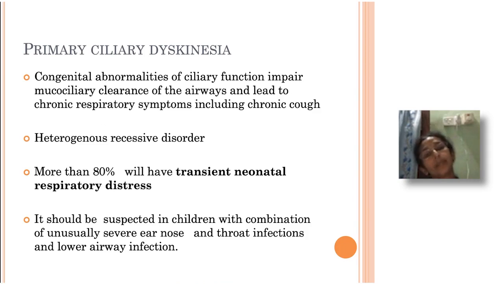The second specific cause of chronic cough is primary ciliary dyskinesia. It's a congenital abnormality of ciliary function that impairs the mucociliary clearance of the airways and leads to chronic respiratory symptoms, including chronic cough. It's a heterogeneous recessive disorder. More than 80% will have a transient neonatal respiratory distress. So when a child presents with chronic cough and the history suggests they had transient neonatal respiratory distress, we have to think about the possibility of primary ciliary dyskinesia.